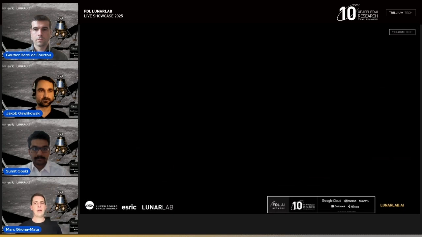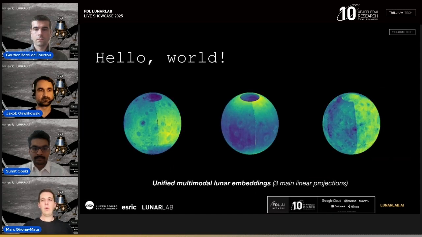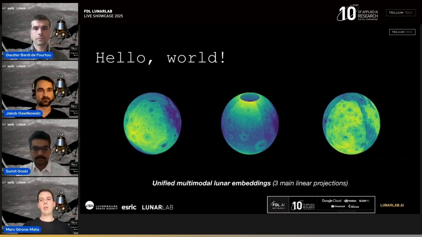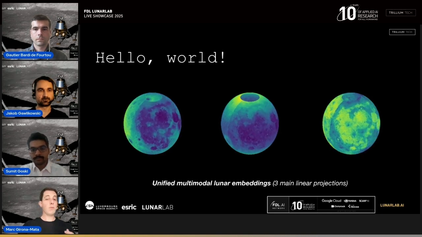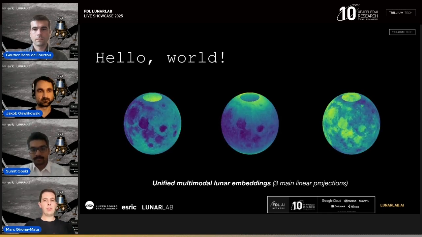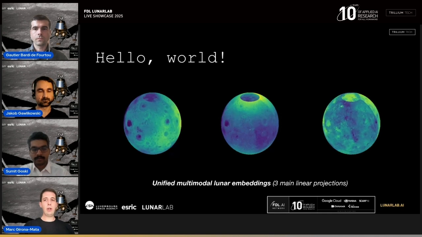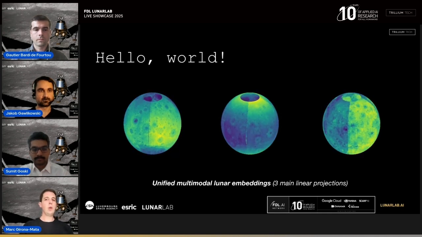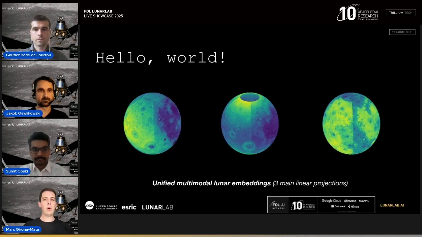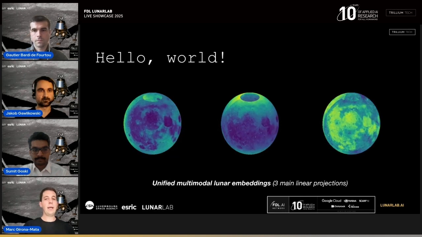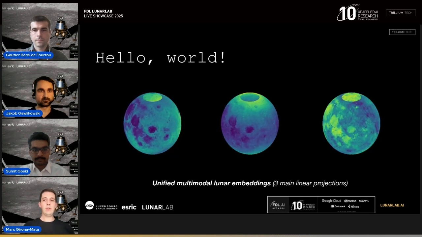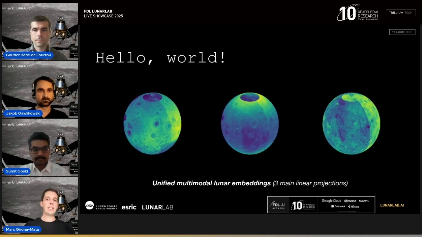We've recently entered a new era where machine learning models can learn to perform a variety of tasks. Embracing this paradigm shift, we're very proud to unveil our multimodal foundation model for the moon. What you're seeing on the screen is a three-dimensional projection of our unified multimodal lunar embeddings, which are at the very core of our foundational model. In the next few minutes, we're going to tell you how we've achieved this and what this enables.